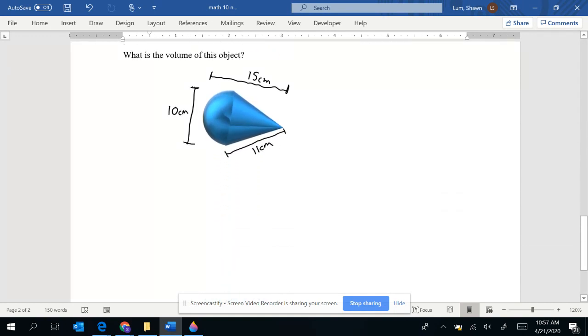Next question right now. What is the volume of this object? Now, this object kind of looks like an ice cream cone. And what this object is, it's two objects. So the first object right here is half a sphere, half a ball. So we have two objects. The first one is half a ball.